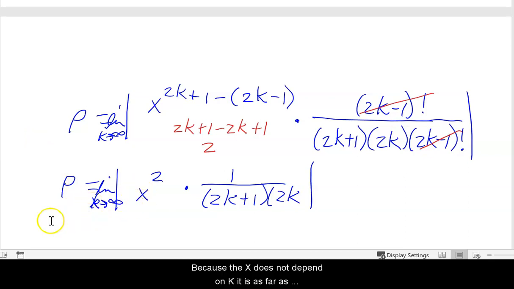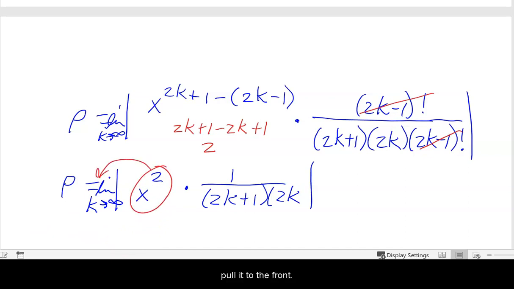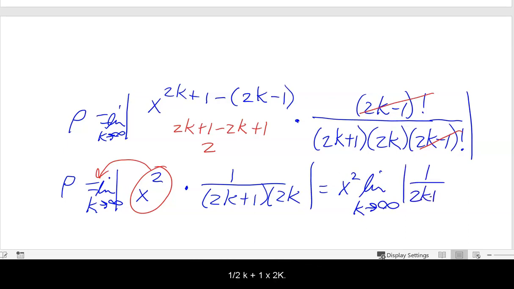Because the x does not depend on k, it is, as far as the limit is concerned, a constant. That means I can take the x squared out of the limit and pull it to the front. If the power on the x depended on k, I would not be able to do that. But because the x and the 2 are independent of k, I can pull it out. This will let me simplify the limit as x squared times the limit as k approaches infinity of 1 over 2k plus 1 times 2k.